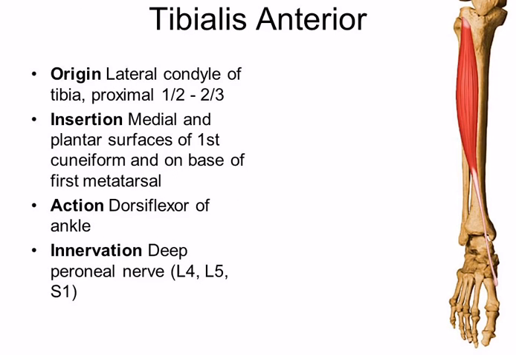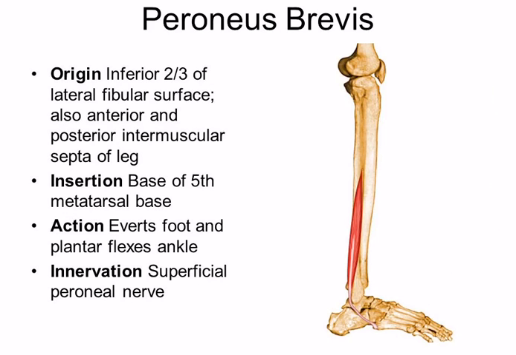Tibialis anterior. Origin: lateral condyle of tibia, proximal half, 2/3. Insertion: medial and plantar surfaces of first cuneiform and on base of first metatarsal. Action: dorsiflexor of ankle. Innervation: deep peroneal nerve, L4, L5, S1.